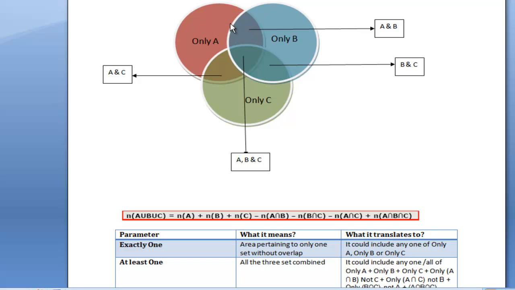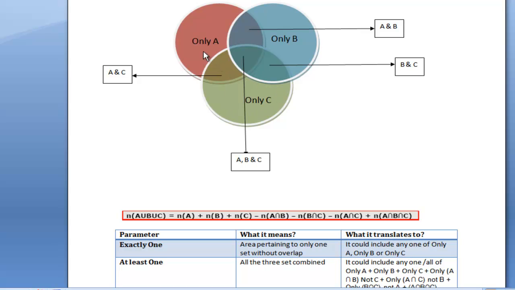I have set A, set B and set C. The set can represent anything. For example, I could say that A belongs to those people who have taken the mathematics exam only, B belongs to those who take physics, and C belongs to those who take chemistry.